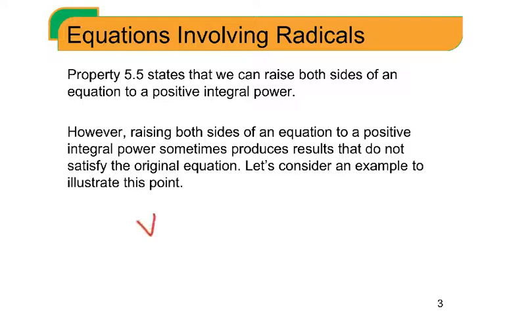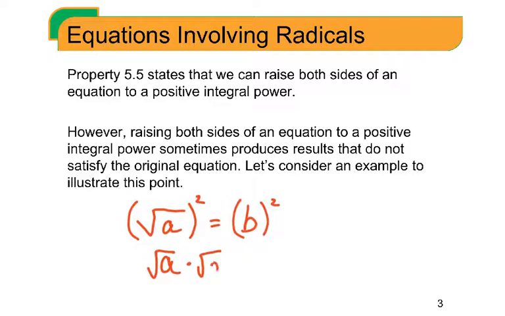So if we have a square root of some number that equals another number, can we square both sides? That's the question. What is the square root of a squared? Well, that would be a. So is this always true?